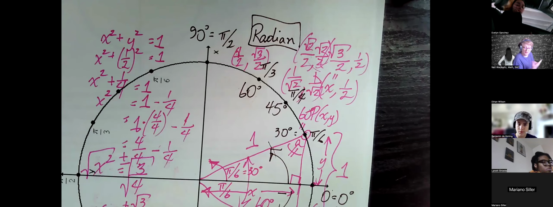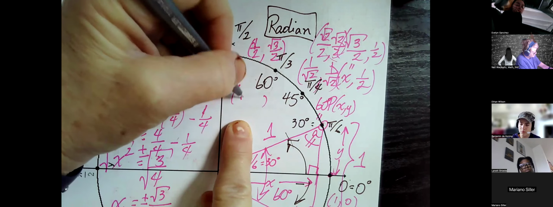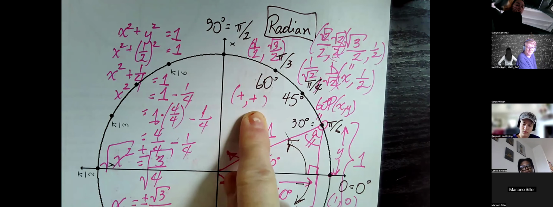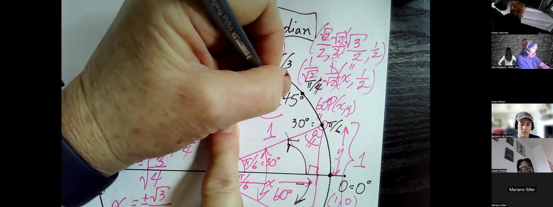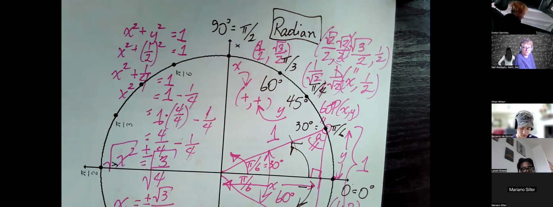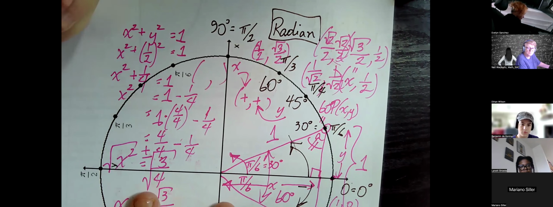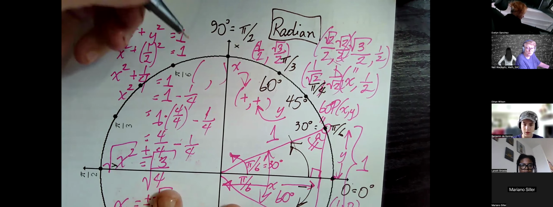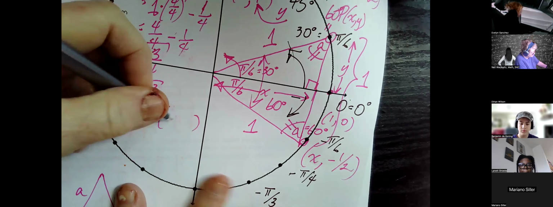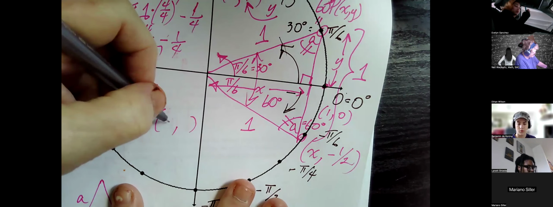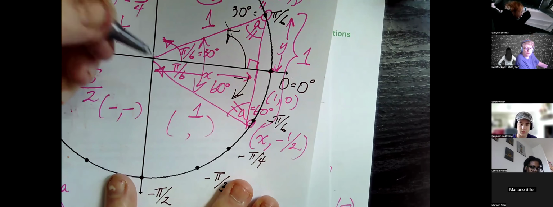The cool thing also is that in quadrant 1, X and Y are both positive. We're thinking of this as X and this as Y. What about quadrant 2? What's positive and what's negative? X is negative, but Y is still positive. Beautiful. Quadrant 3? Both are negative. Beautiful. And quadrant 4? X is positive and Y is negative.